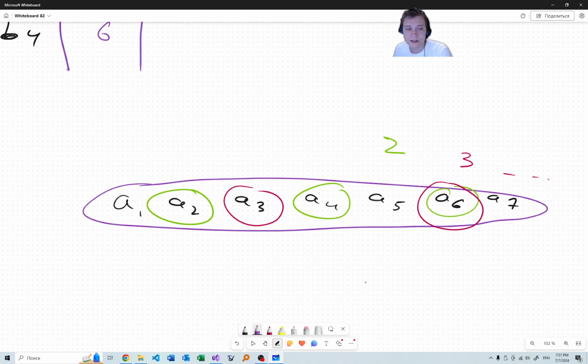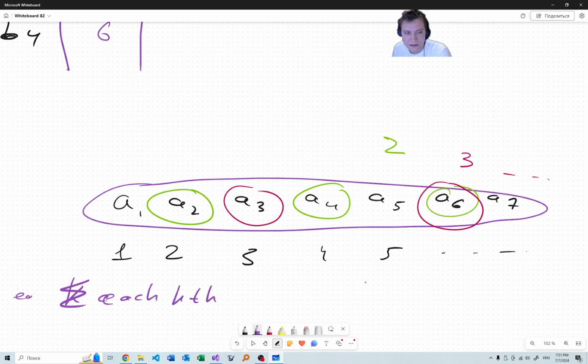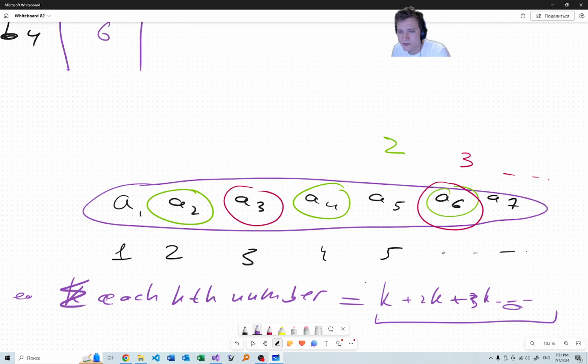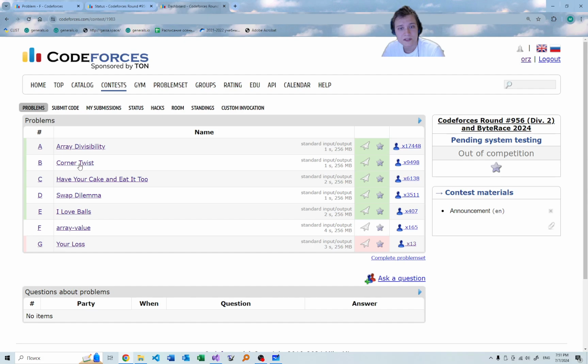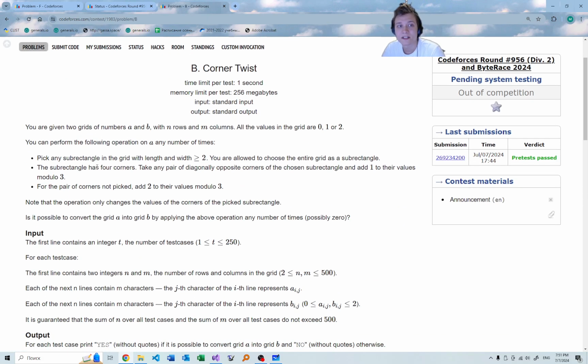How to do that? Actually, there is a very simple construction. You just put here 1, here 2, here 3, here 4, here 5, etc. Then the sum of each kth number will be just k plus 2k plus 3k plus etc. for some number of items here. And it's all obviously divisible by k. Basically, that's it. There can be some other ways to solve this problem, but never mind.